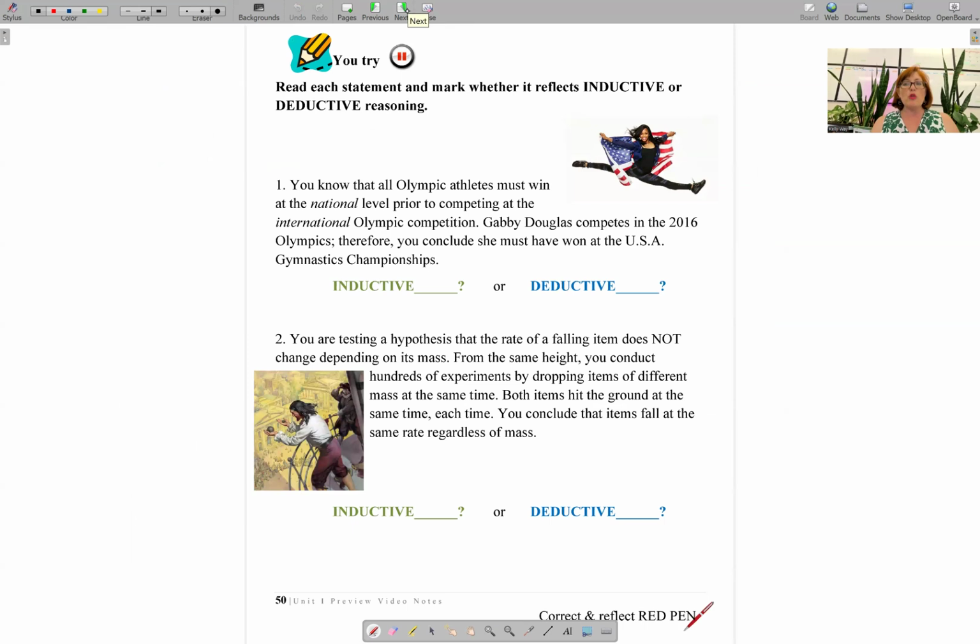Here's what you're going to do. You're going to read these out loud and determine whether it's inductive or deductive reasoning. Both of them. You can do this on your own. Out loud read now. Pause.